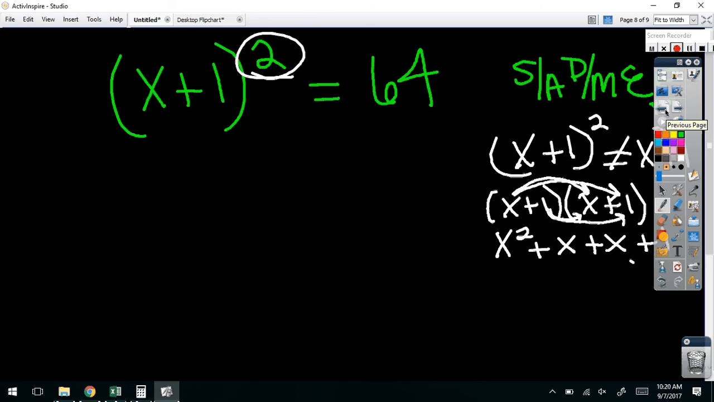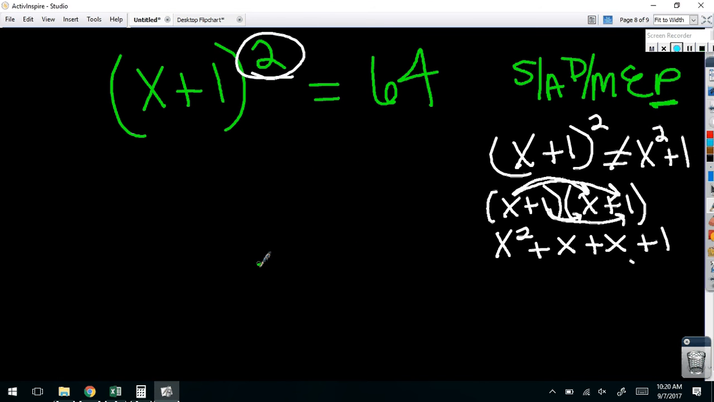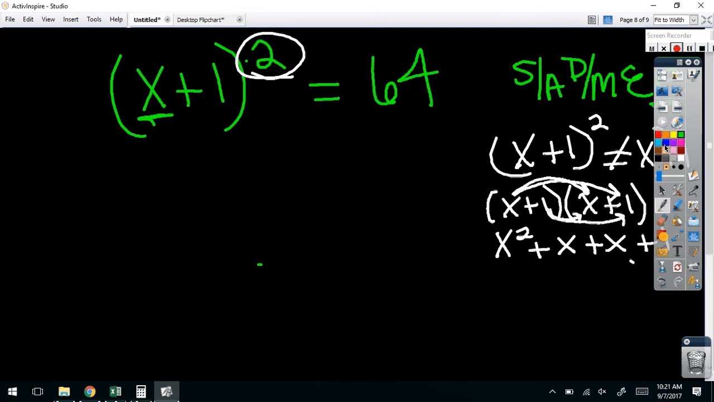Let's go back to this. Okay? I showed you all that to show you that you cannot just distribute this squared inside. Now, my key to you is that if you only see x one time in the equation, you can solve it by using SADMAP, okay? Inside parentheses is last. So what do I need to take care of first?